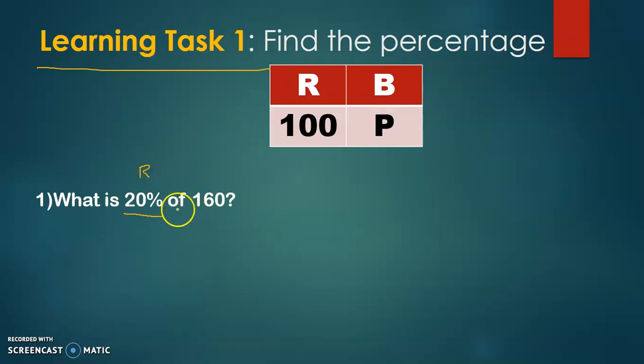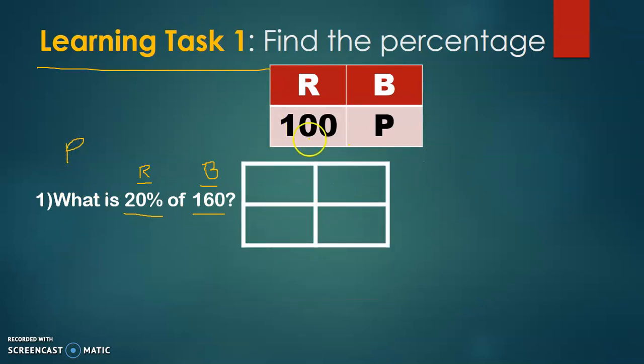Of 160. Okay, sa previous video natin, sa unang video natin, sabi ko, usually, ang number na katabi ng of or nasa right side ng of ay the base. Okay? Usually, yan. It represents the whole. So, if the rate is 20% and the base is 160, ang nawawala ngayon ay, of course, percentage. So, yun ang isusolve natin.